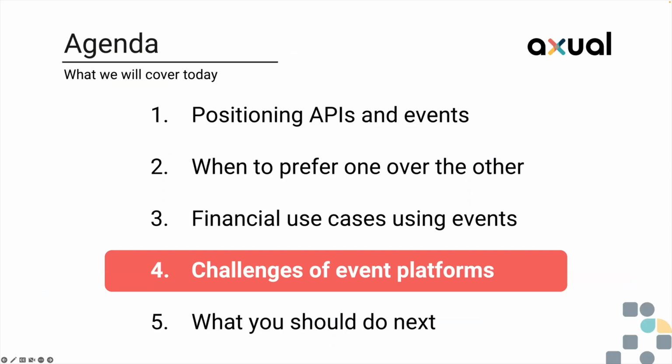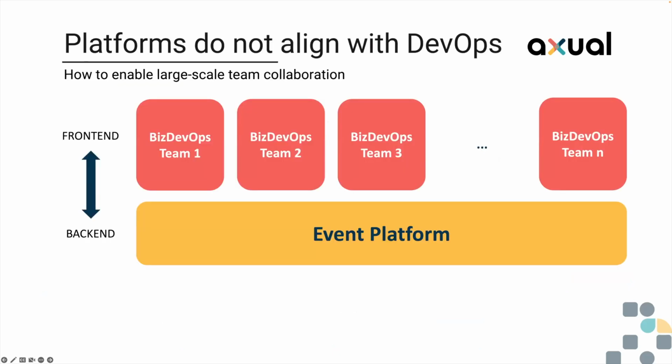But these event platforms, if you want to have them deployed as a central platform in your organization, there are a number of challenges. And one of the most prominent challenges that we see nowadays is the fact that the front end of your organization is organized quite differently from the back end of your organization. So front end, everybody nowadays does DevOps or BizDevOps, or any kind of agile way to serve the customers, which means that every team has their own target group and has their own target customers that they serve.